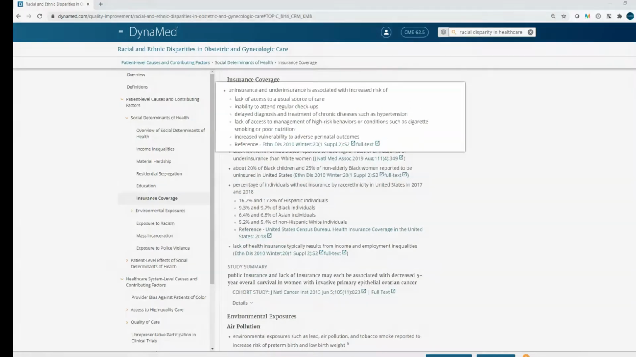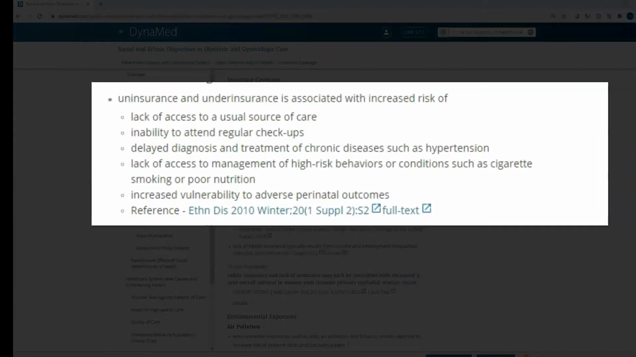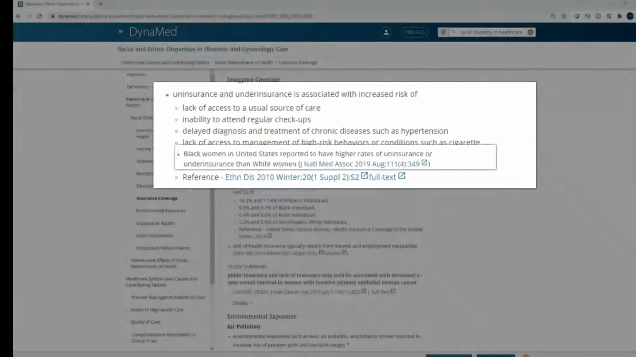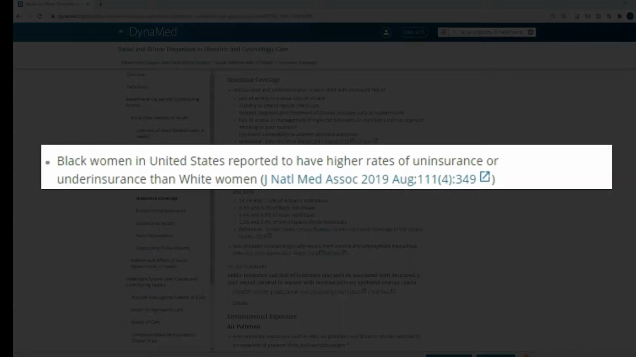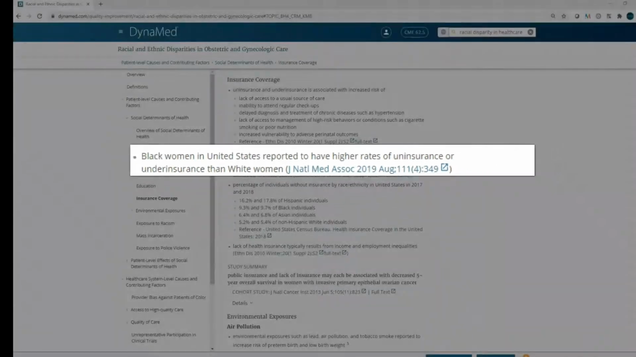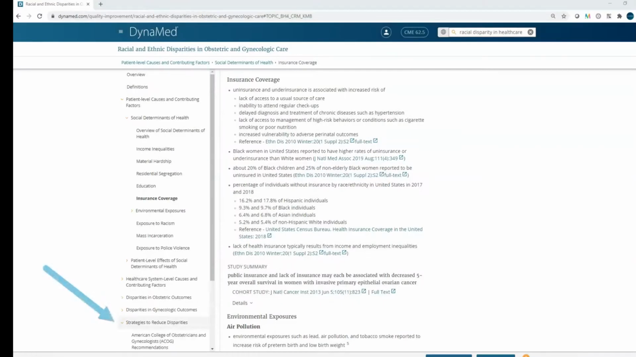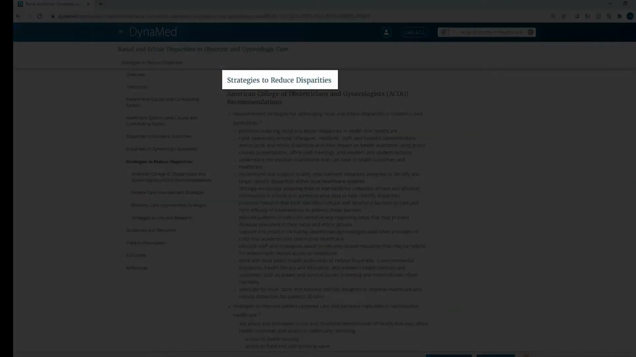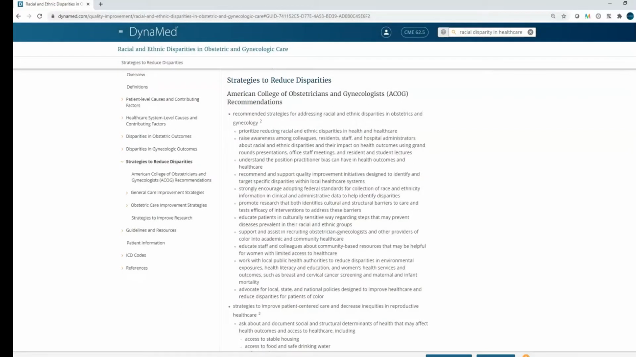So here under insurance coverage, it walks you through how underinsurance is associated with an increased risk of lack of access to care, inability to get regular checkups, delayed diagnosis, and more. It also provides a study showing that Black women in the U.S. report to have higher rates of uninsurance or underinsurance than white women. You can read on to see more of these. For now, let's look at the strategies to reduce disparities. Because as we know, Martin Luther King was certainly a man of action, so let's see what healthcare providers and the industry in general can do to try and reduce the disparities we see.